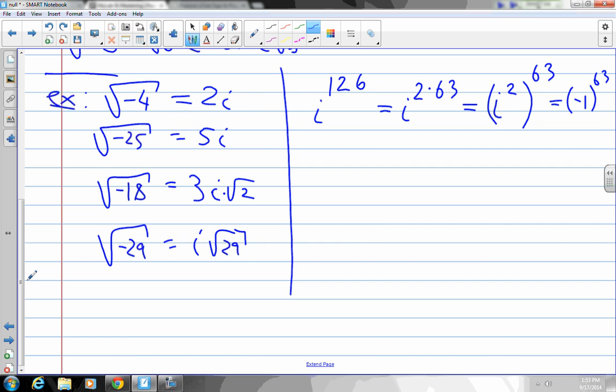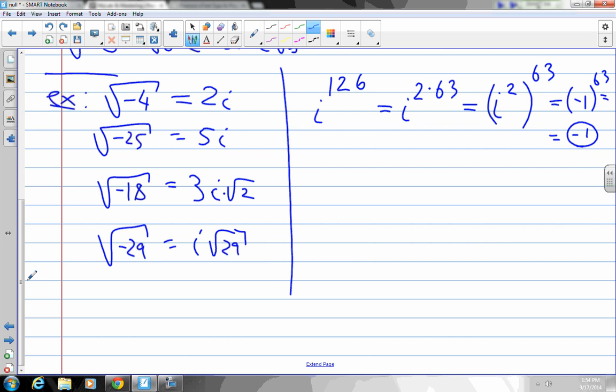And now, that's simple. What is negative 1 to an odd power? What is negative 1 to the power of 63? Negative 1. So the answer is negative 1. So i raised to the power 126 is negative 1.